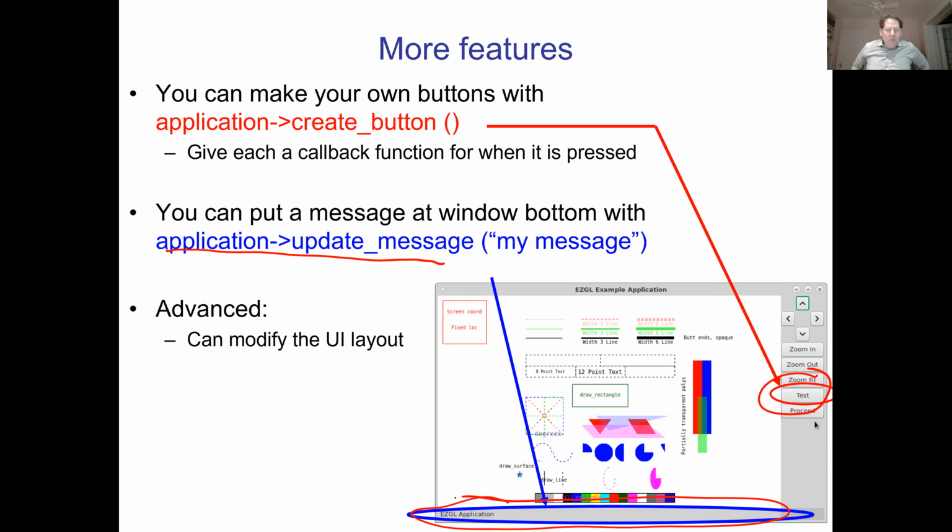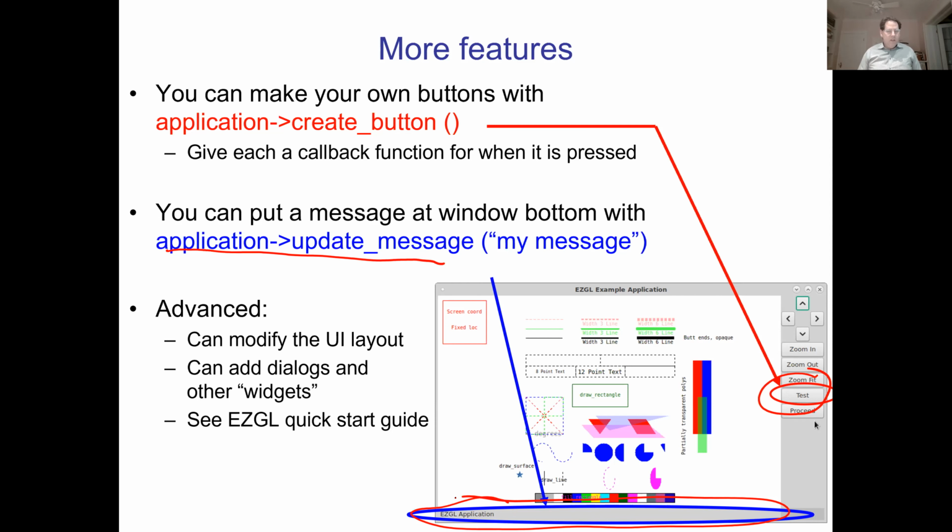If you want to go and do more advanced things, you can modify the UI layout using Glade. We talked a bit about that in the tutorial, and the EasyGL guide talks about how to do that as well. When you do that, you can add more widgets, so dialogues and other user interface elements. Those will be considered extra features if you go to that effort. And there's some guidance to get you started in the last half of the EasyGL Quick Start Guide.